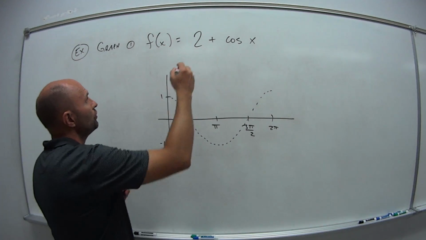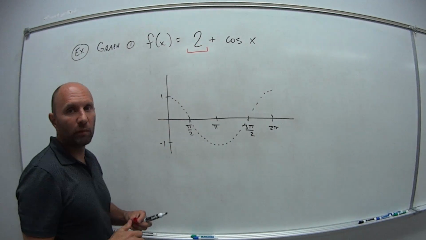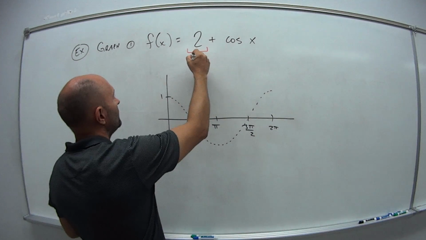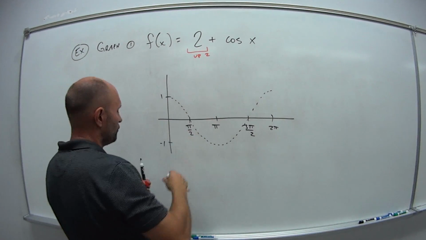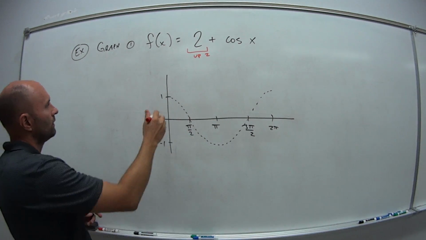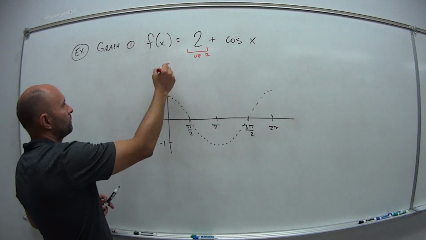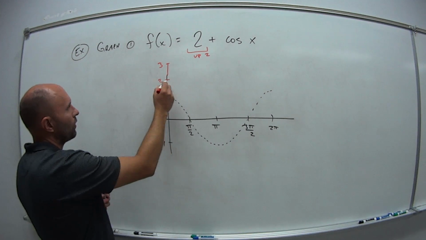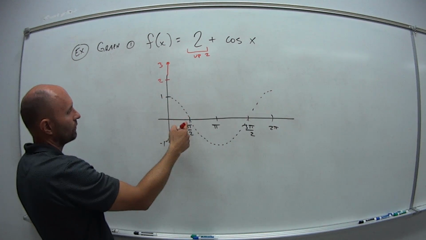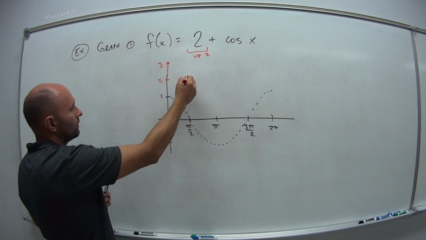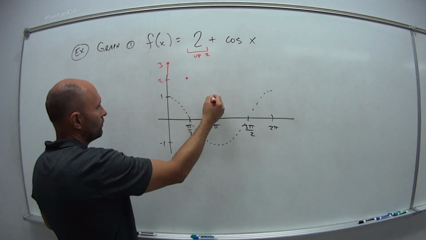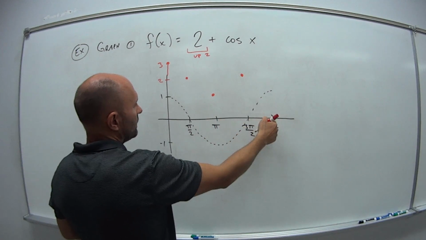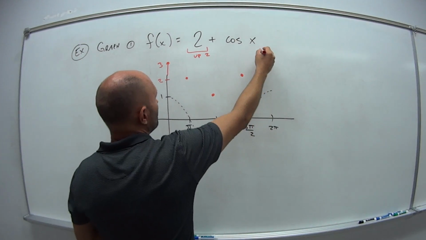But this 2 in the front tells me what? It's my vertical shift again. So this means I'm going up 2 units. So every point on here needs to move up 2. So from 1 I move up 2 positions. From 0 I move up 2. From -1 I move up 2. From 0 I move up 2. And from 1 I move up 2.